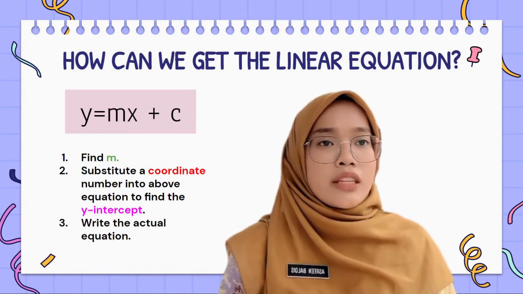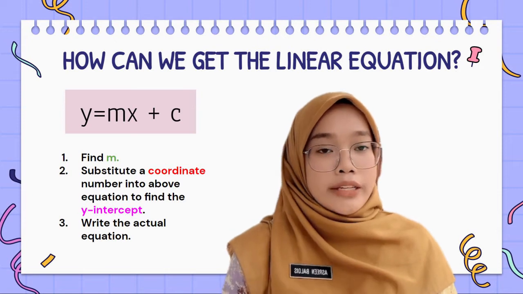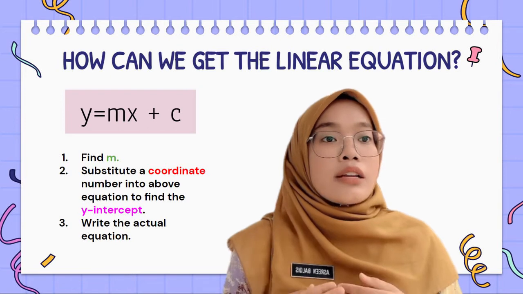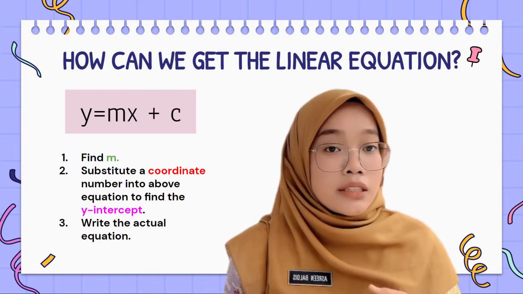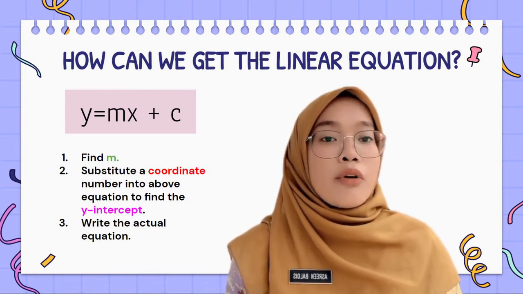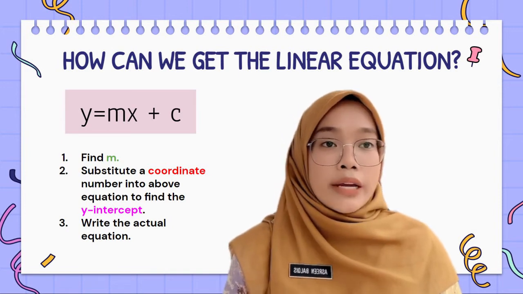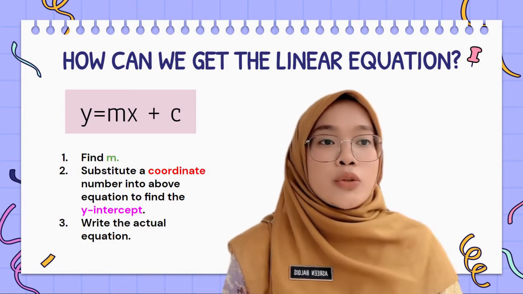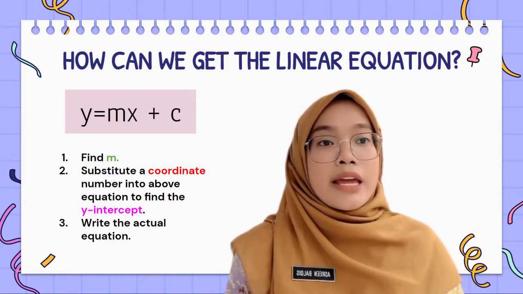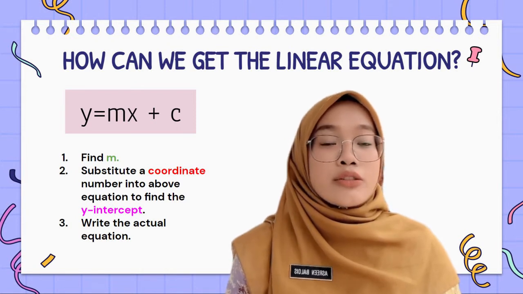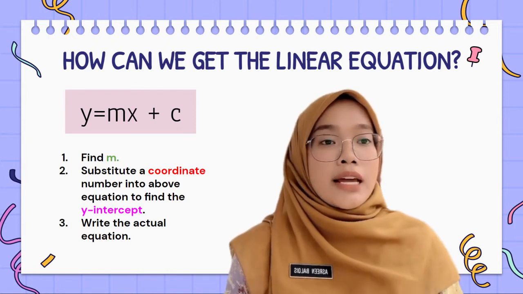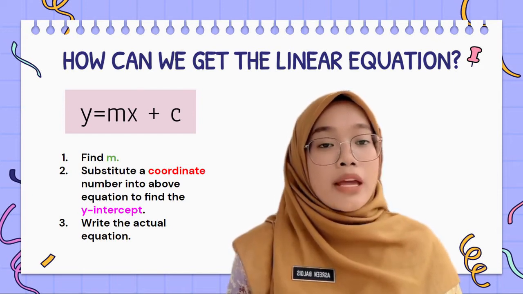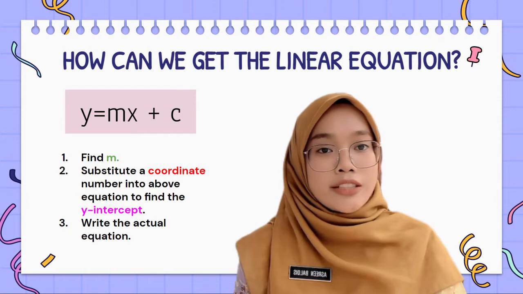But how can we get the equation of the straight line? Alright, first of all, we need to find the m, which is the gradient. The gradient of the line can be calculated by using the formula y2 minus y1 over x2 minus x1. Secondly, choose any coordinate from the straight line and substitute it into the equation to find the y-intercept. Lastly, we can write the actual equation by inserting the value of m and the y-intercept into the equation.